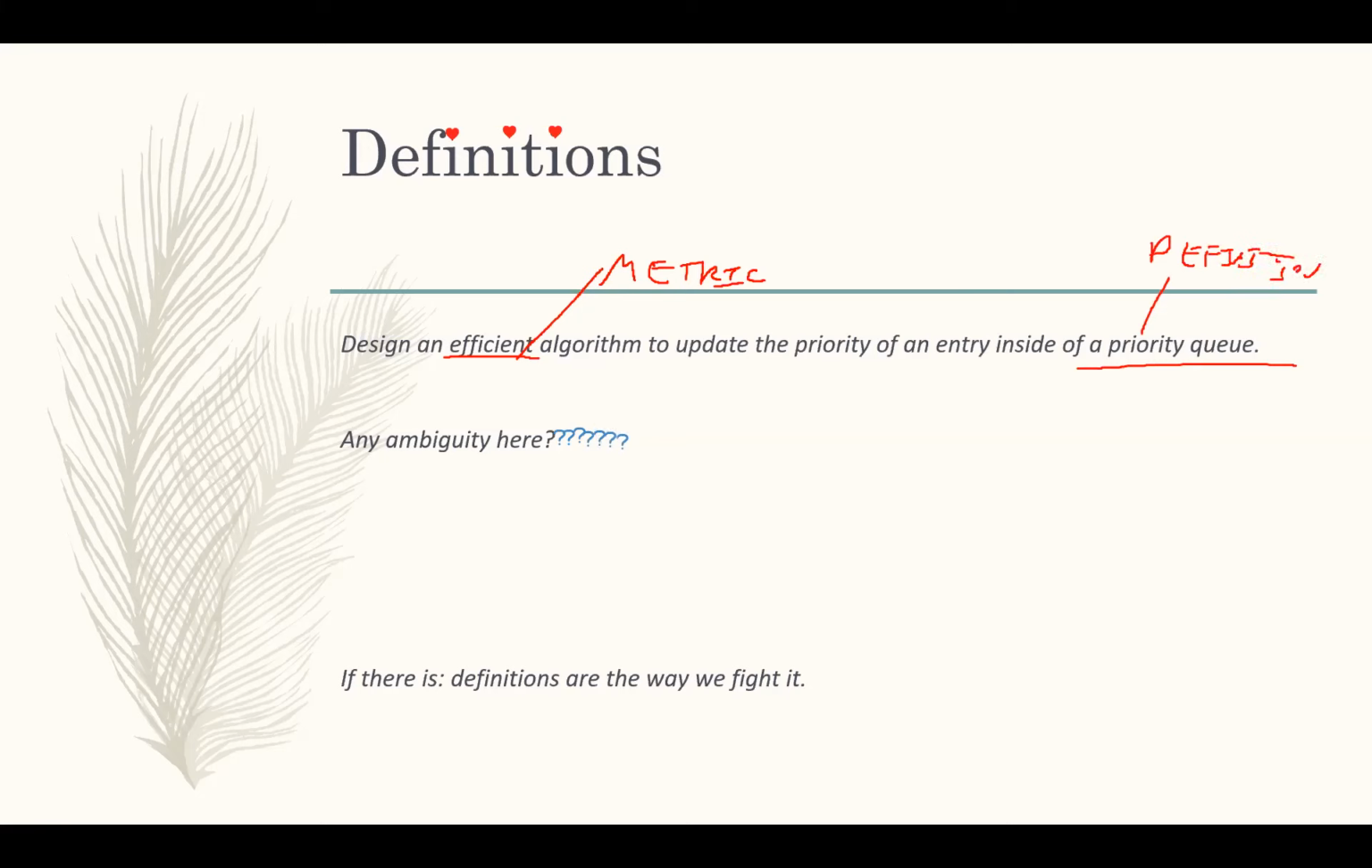Definitions. All right. And I think our main ambiguity is over here, with what it means to be efficient or not. Okay.